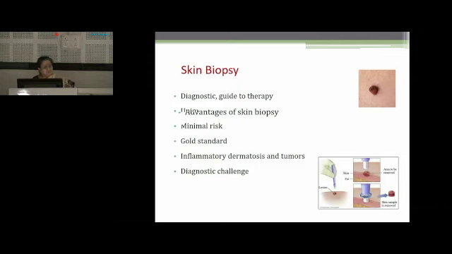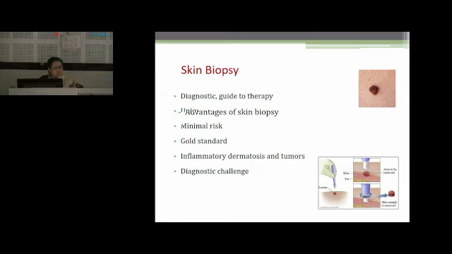Skin biopsy, if properly performed, not only gives a proper or definitive diagnosis, but it guides to therapy and sometimes it may even remove cosmetically unacceptable lesions. Skin biopsy is unique because the lesion to be biopsied can be directly viewed. It can be performed in critically ill patients with minimal risk.